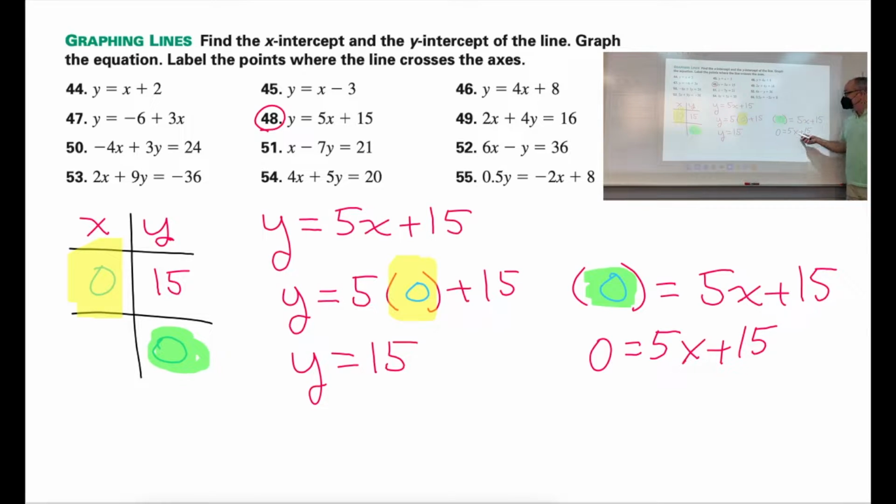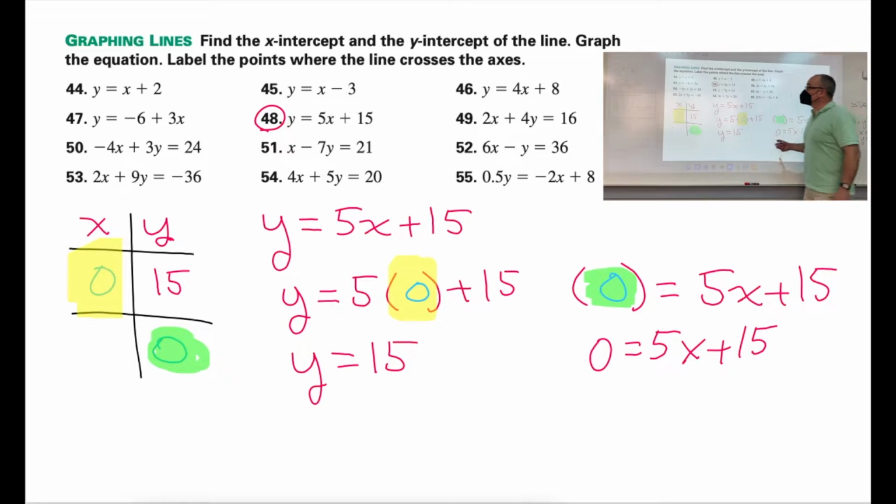Your goal is to get the x by itself. And like we've asked before, what is bothering the x? Well, two things are bothering the x. It's being multiplied by 5, and it's got 15 being added to it. Solving equations goes reverse order of operations. Reed had a way to remember that, PEMDAS backwards. It was kind of clever.